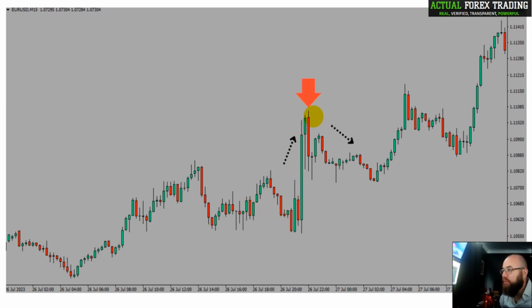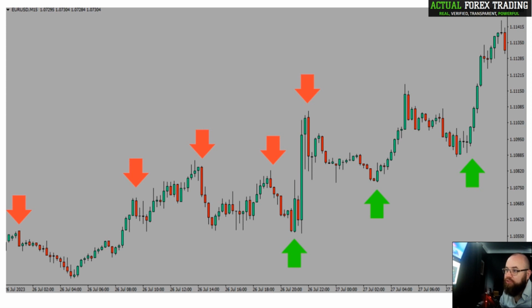So price comes up, bearish engulfing, big red candle after a smaller green one. Price comes down. Bullish engulfing candle, big green candle after a small red one. Price comes up. Here are a number of engulfing candles that signal the future price direction.